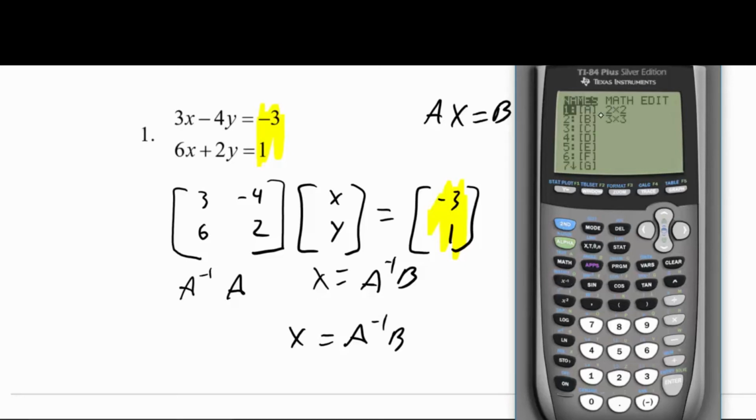But here's the issue. We also need matrix B because we have to multiply. So what I'm going to do here is go over to Edit and arrow down to B. Our B matrix is a 2 by 1, and our values are -3 and 1. I had a typo, there we go. Okay, so now I have my two matrices in there.